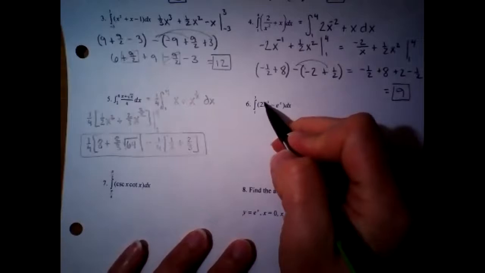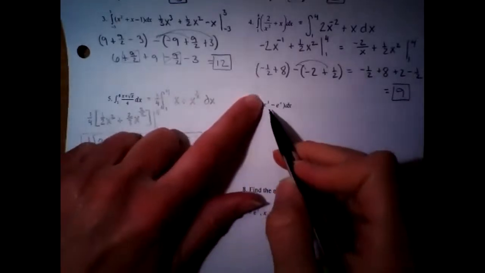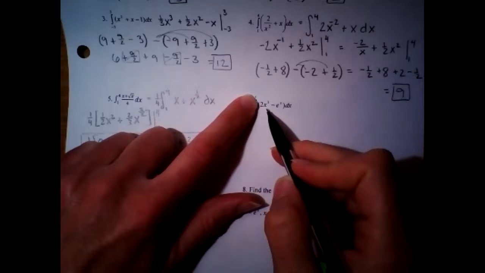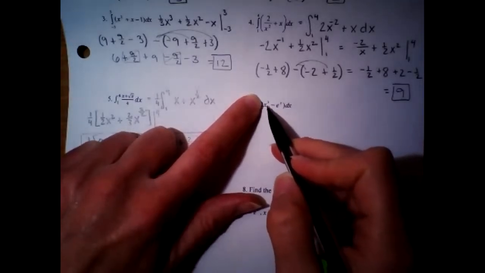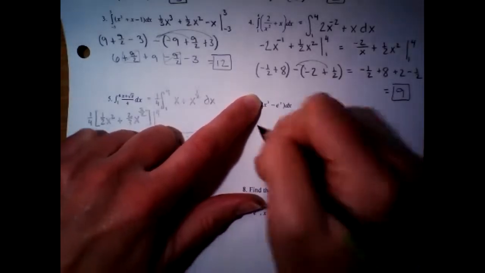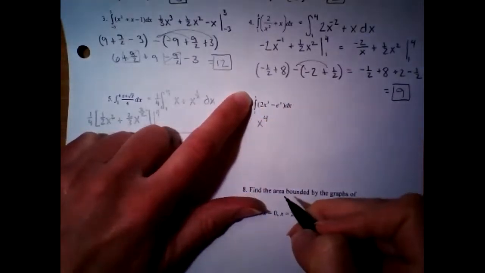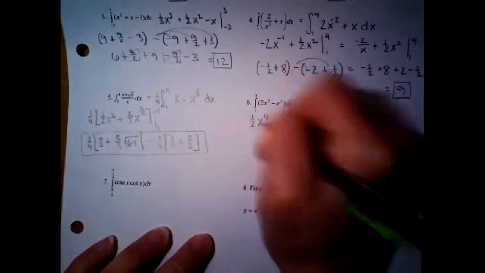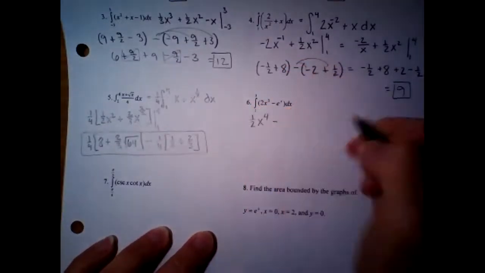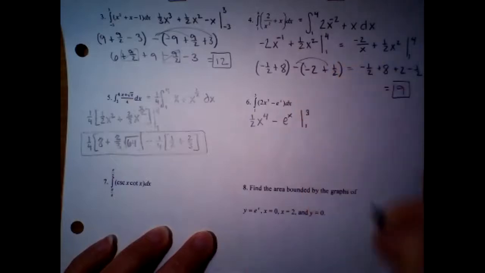All right, so we need an antiderivative for 2x to the third. So for the x to the third, again, I'll usually just ignore the coefficient and do this and then multiply it back on. This would be 1/4 x to the fourth. But there's a 2 out front. So instead of 1/4, it would be 2/4, which is 1/2. Minus e to the x is itself, and then such that 1 to 3.